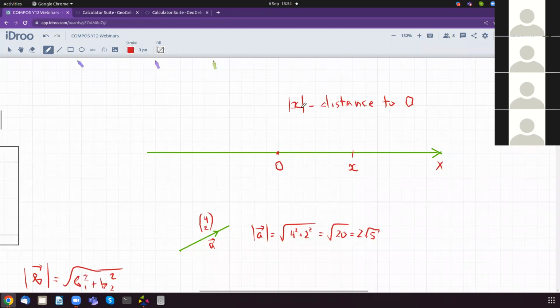In this way, when you understand modulus like this, modulus 5 being equal to 5 makes perfect sense, because it is 5 away from 0. Modulus minus 3 is 3, because the point minus 3 is 3 away from 0. So the modulus of x can be defined, it's not the definition, it can be defined as the distance from 0.